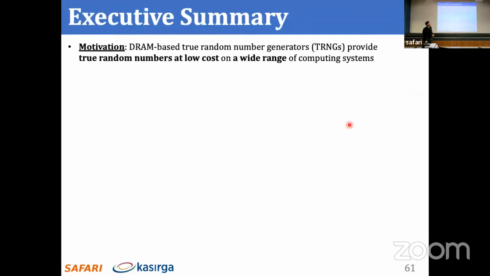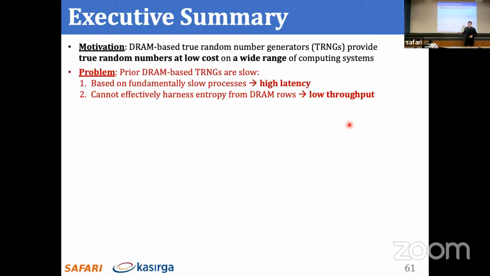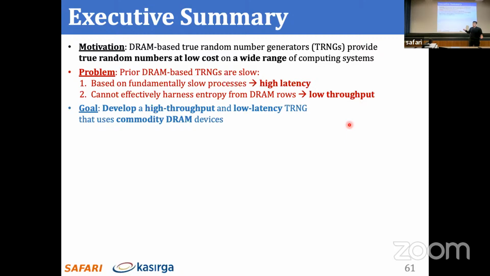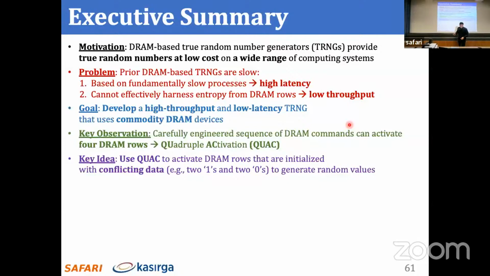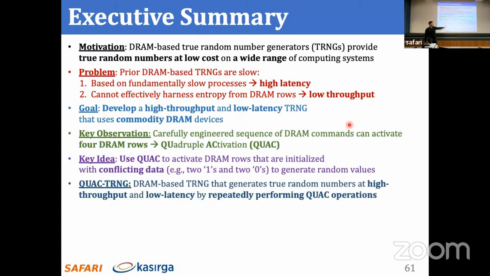Okay, I'll summarize and end my presentation. So DRAM-based TRNGs can provide high throughput and low cost random number generation to a wide range of systems. The problem with prior work is that they cannot produce random numbers at high throughput and low latency. And our goal is to develop a high throughput and low latency random number generator that uses DRAM. We observe that we can do quadruple activation in real DRAM chips. We use these QUAC operations to activate rows that have conflicting data. And based on those operations, we develop QUAC-TRNG that produces random numbers at high throughput.